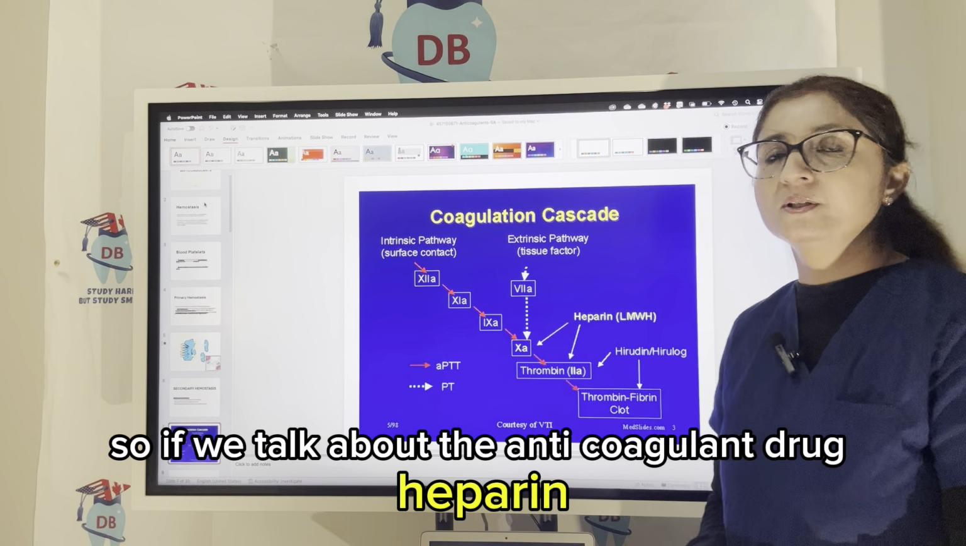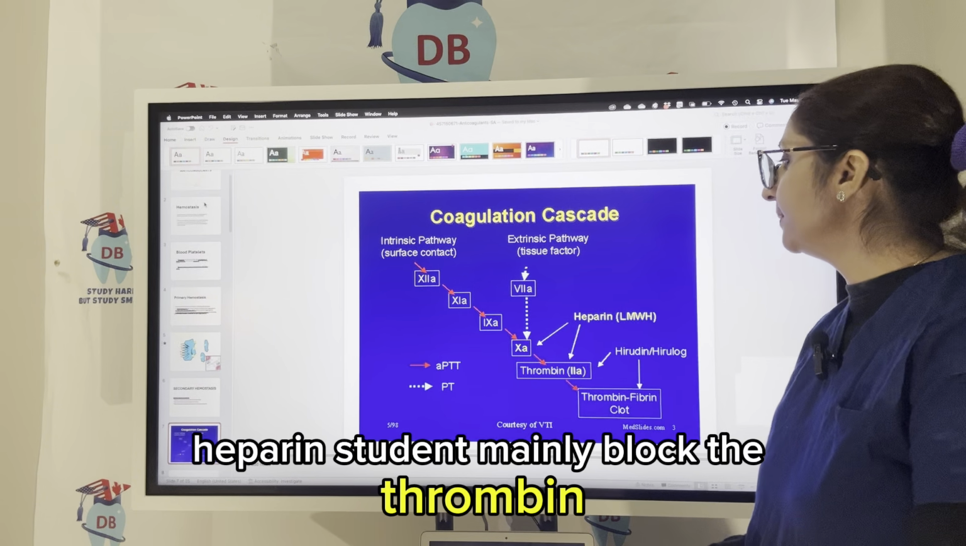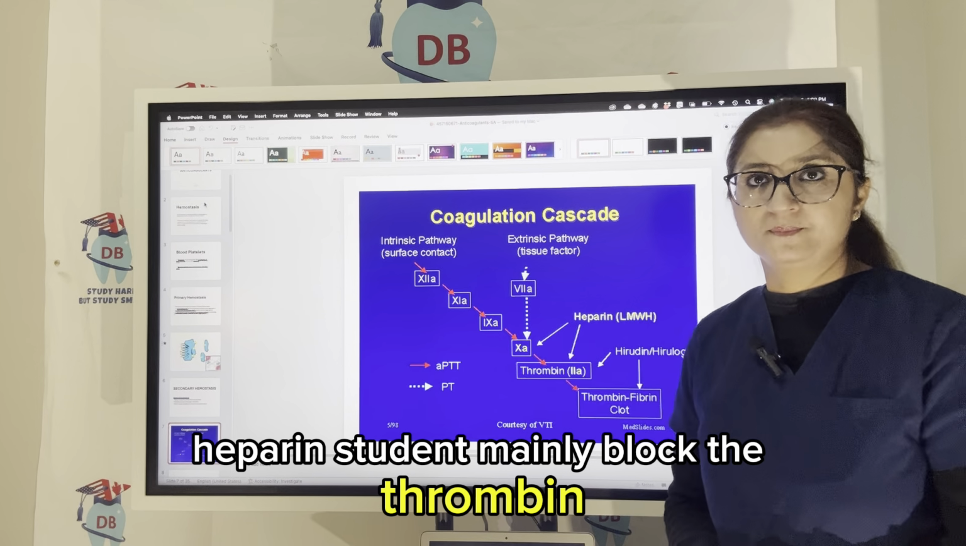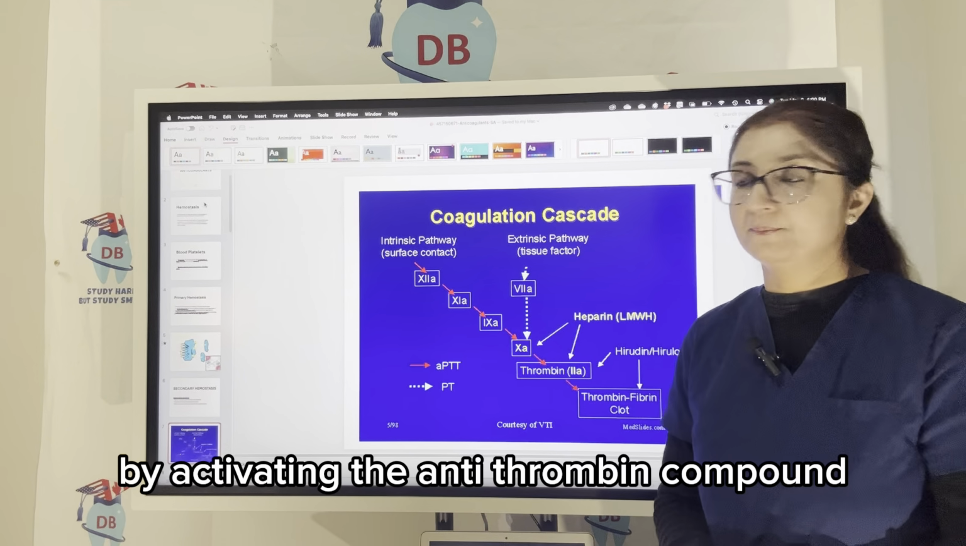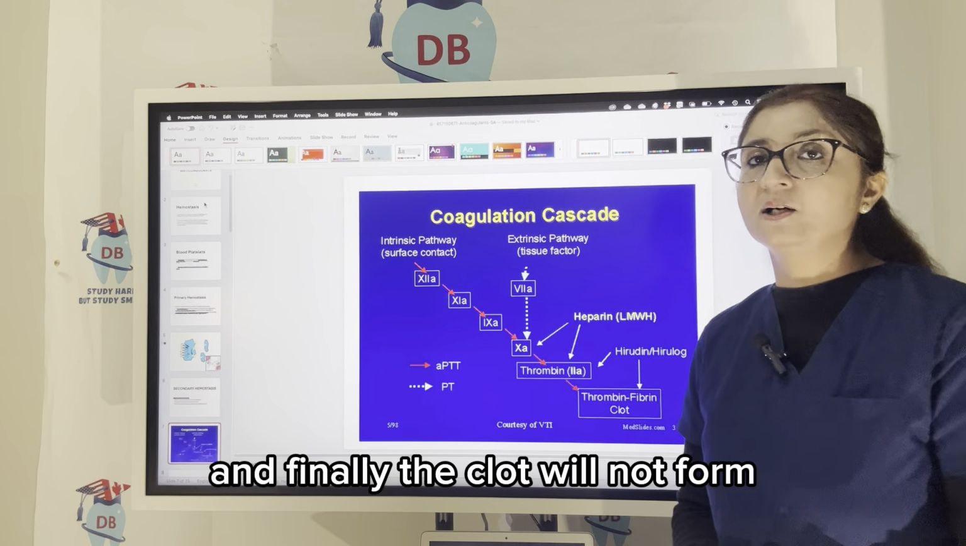So if we talk about the anticoagulant drug heparin here, how does it act as an anticoagulant? Heparin, student, mainly blocks the thrombin by activating the antithrombin compound. So conversion of fibrinogen to fibrin will not happen, and finally the clot will not form.